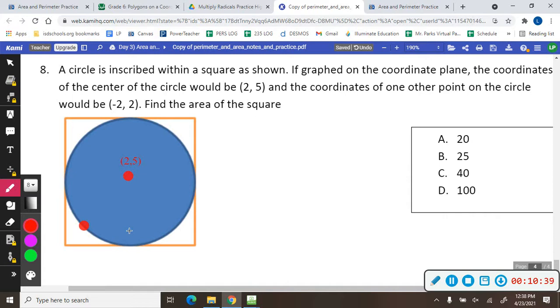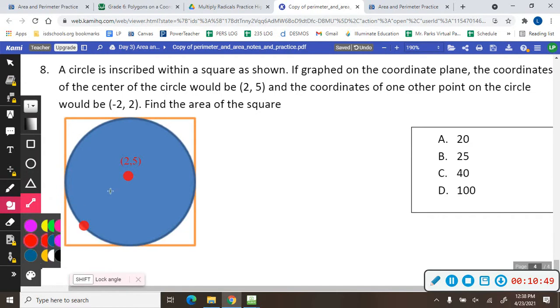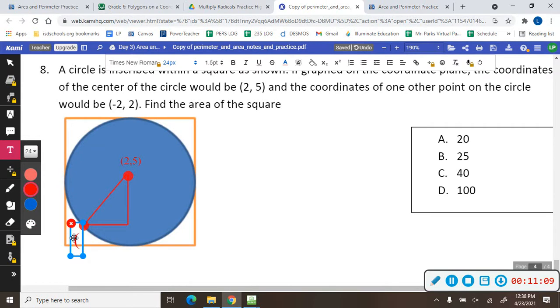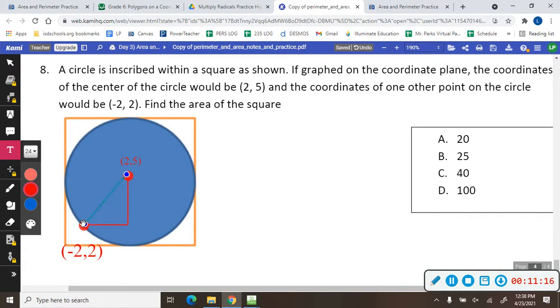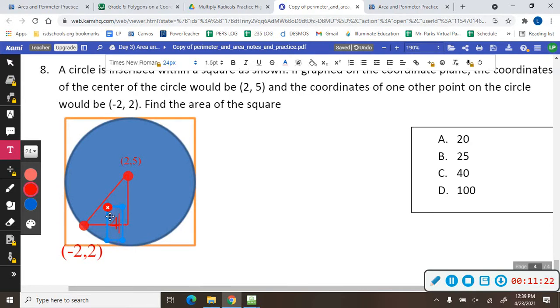And so then if I could find the hypotenuse, that would be my radius, which would help me find the area of the square. So that's what I'm going to do. I'm going to make this into a triangle from here to here. That needs to be 90 degrees from there to there, and from there to there. Keep in mind that this is negative 2, 2. So if I'm counting from negative 2 to 2, that's a distance of 4. And if I'm counting from 2 to 5, that's a distance of 3.